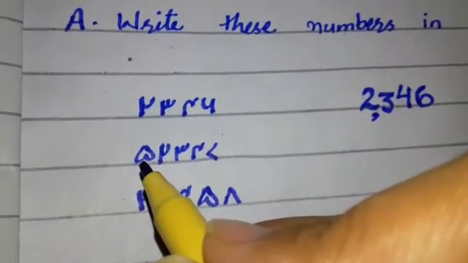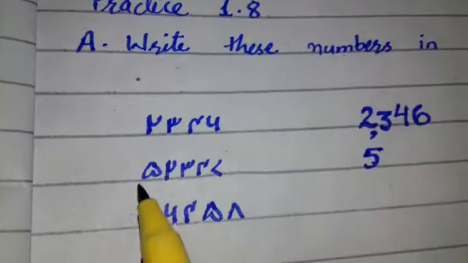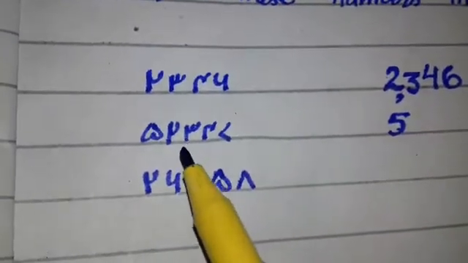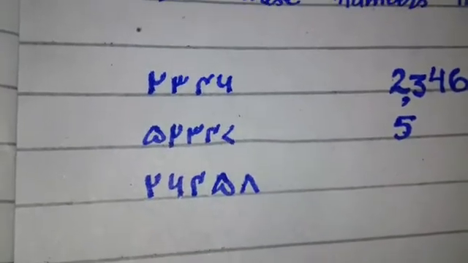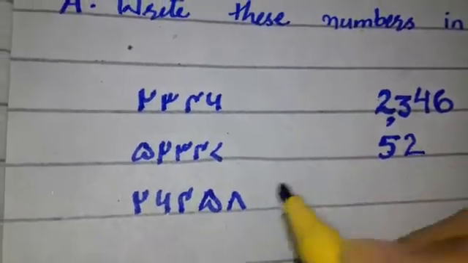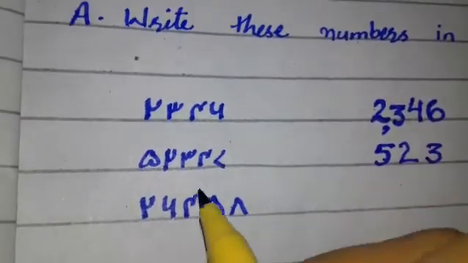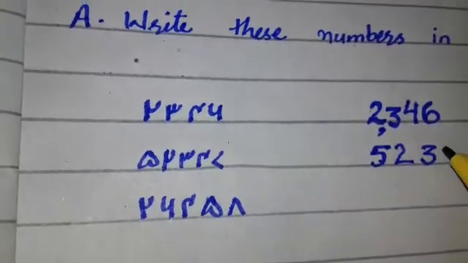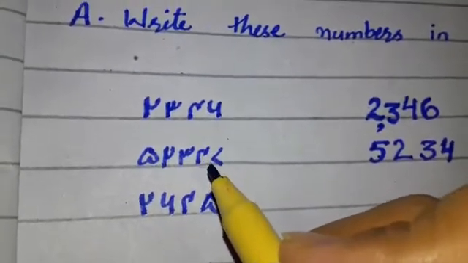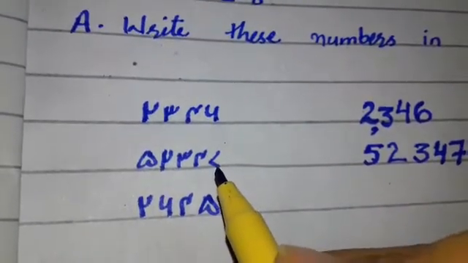Now come to the next. This is the symbol of 5. You can see this is the symbol of 2 as we used in the first question. This is 3, and this is 4. This is the symbol of 7. Its shape is just like smaller than.